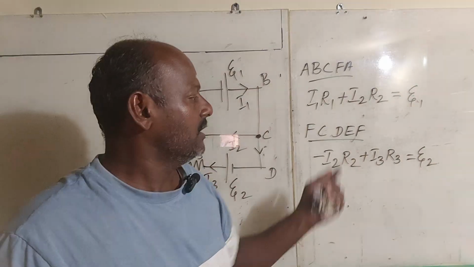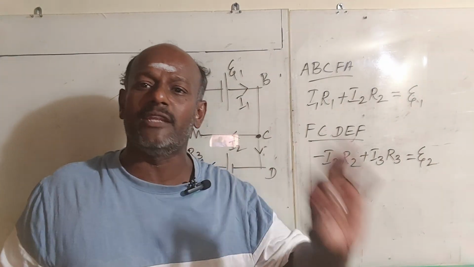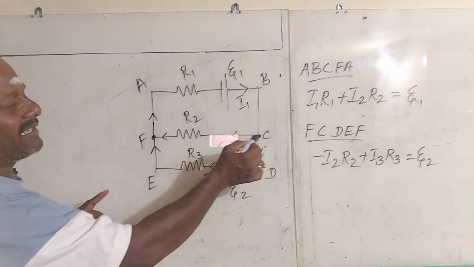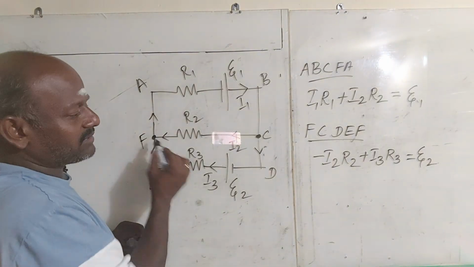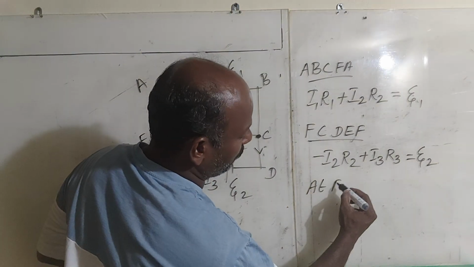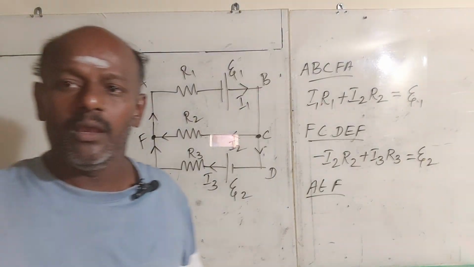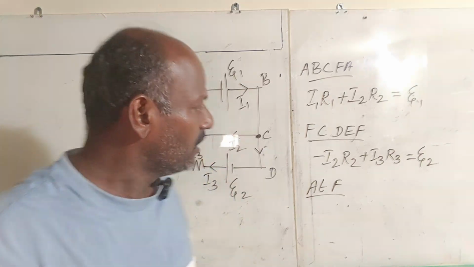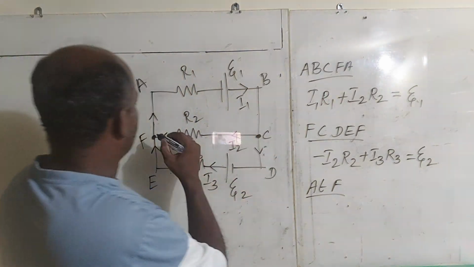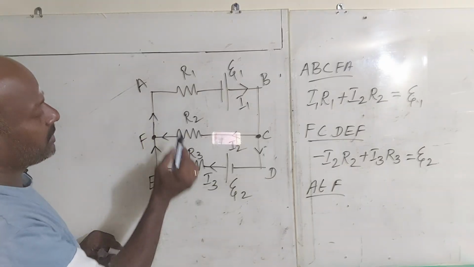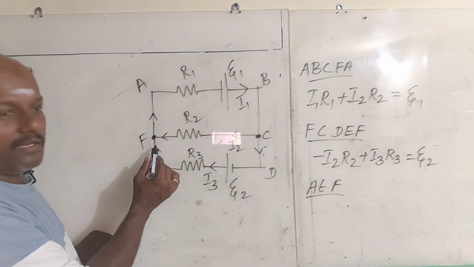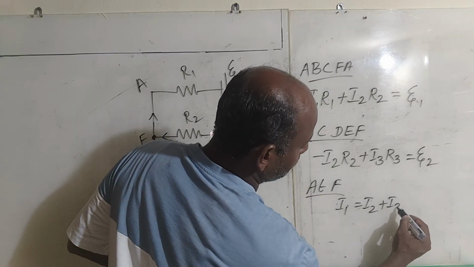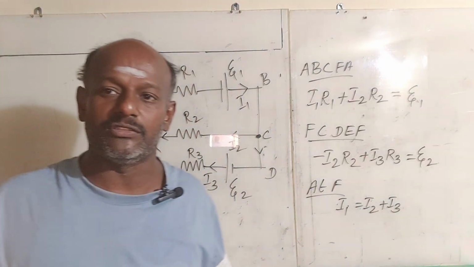That's it. Actually, our aim is to measure the value of I1, I2 and I3. Let us take a junction, either F or C. For my convenience, I will take junction F. At F, Kirchoff first rule: the current moving towards the junction is positive, moving away from the junction is negative. Here I1 is moving out, I2 is moving in, I3 is moving in. So I1 is equal to I2 plus I3.